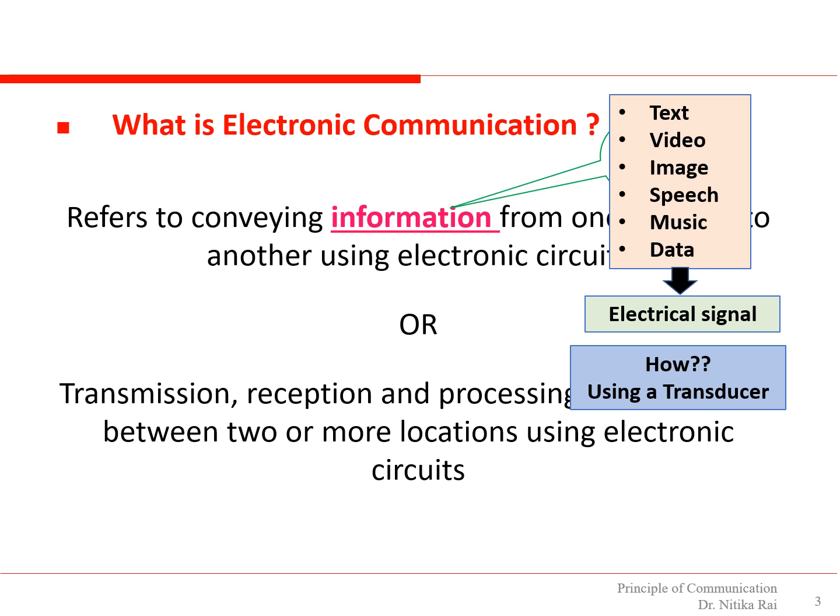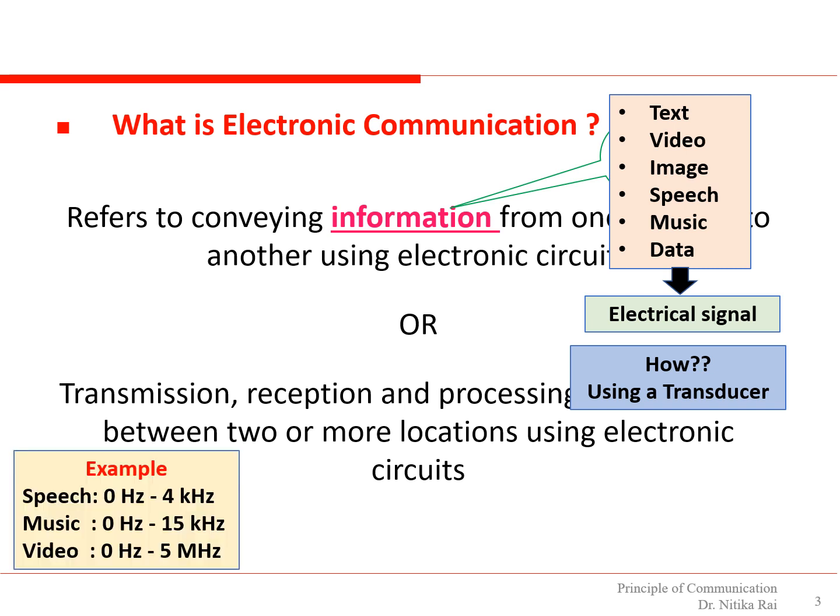The output of a transducer will be an electrical signal, which will tend to occupy a fixed frequency range, typically ranging from 0 Hz to a few kilohertz or megahertz, depending upon the type of information. For example, speech occupies a frequency range from 0 to 4 kilohertz. Music occupies a frequency range from 0 to 15 kilohertz, while video from 0 to 5 megahertz. These signals so generated, which occupy frequency from 0 hertz to some value in hertz, kilohertz or megahertz, are called baseband signals. And the bandwidth they occupy is called the signal bandwidth.